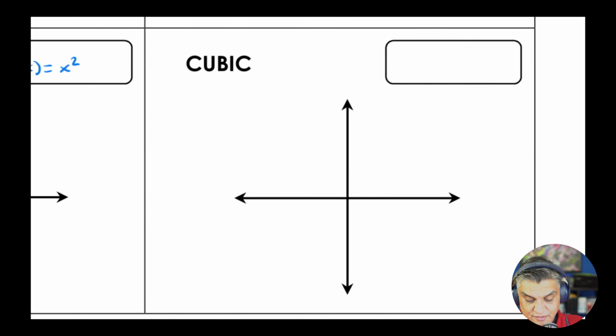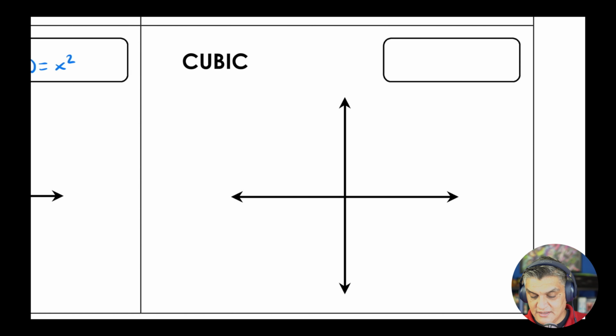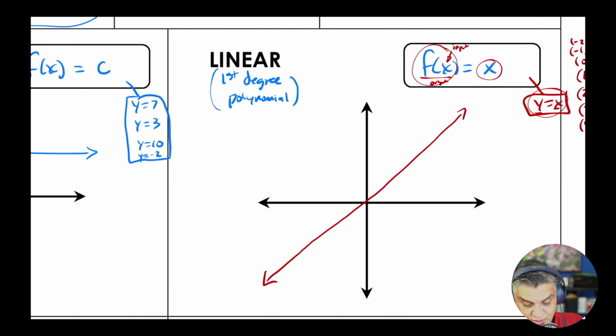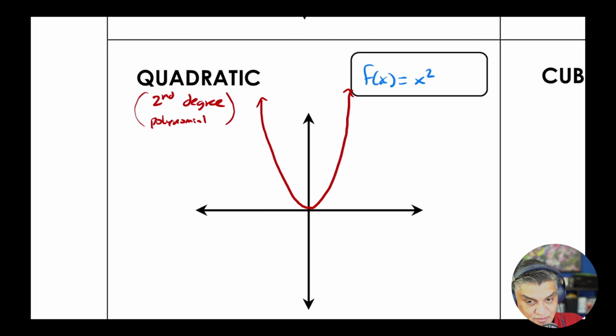And then lastly, our third one is called a cubic. Can anyone guess what a cubic is? If this is a 0 degree polynomial, this is a 1 degree polynomial, it's linear. This is a 2 degree polynomial, quadratic.